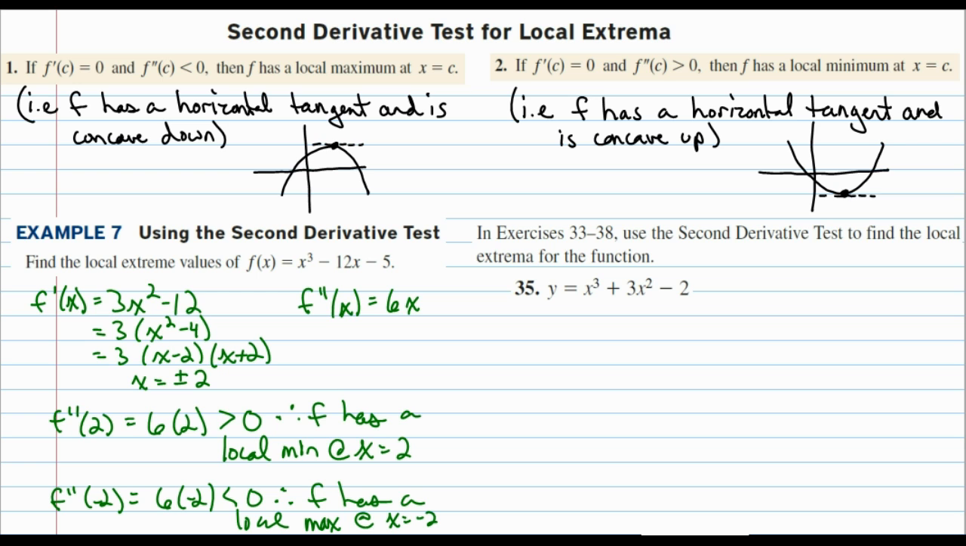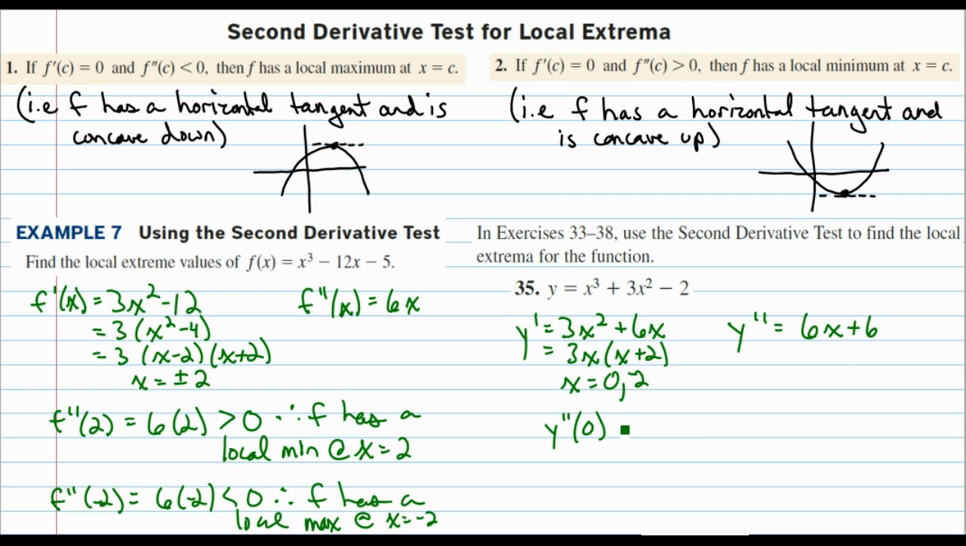Now try problem number 35, which asks us to again use a second derivative test to find the local extrema for the function. So I found the first derivative and its zeros, and I see that the original function will have horizontal tangents at 0 and negative 2 because the first derivative is 0 at x equals 0 and negative 2. So now I need to find the second derivative and plug in 0.